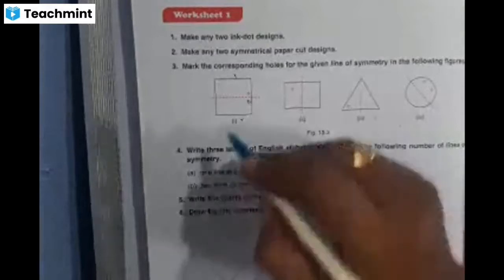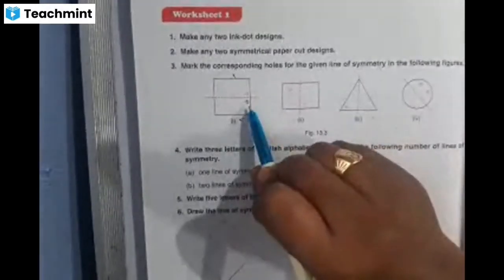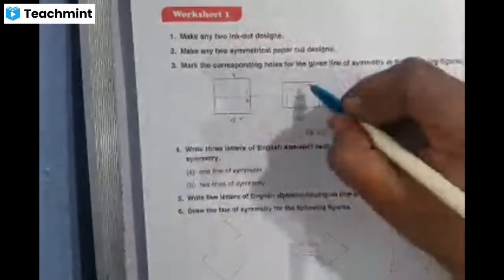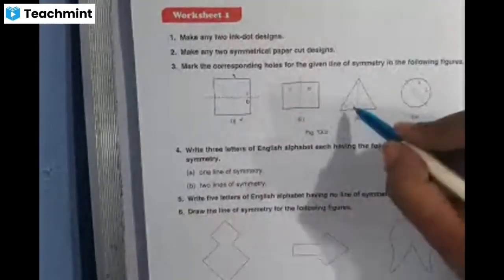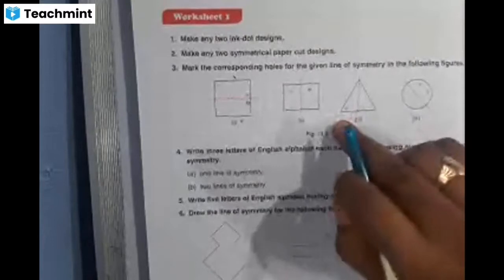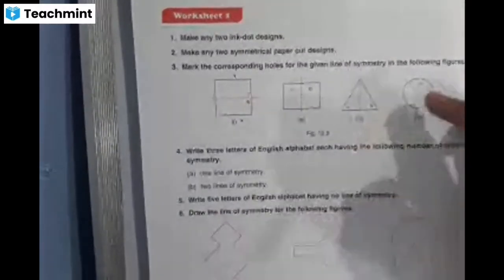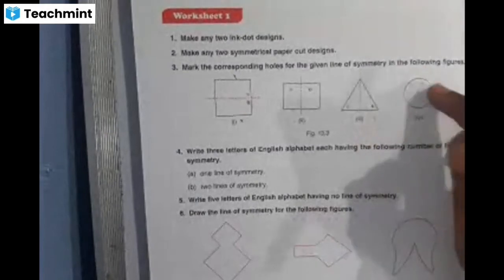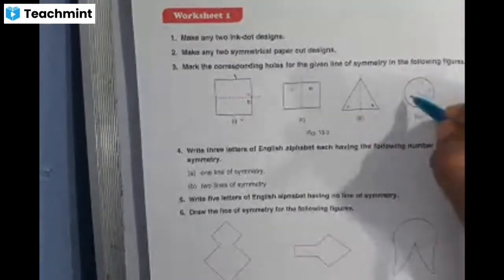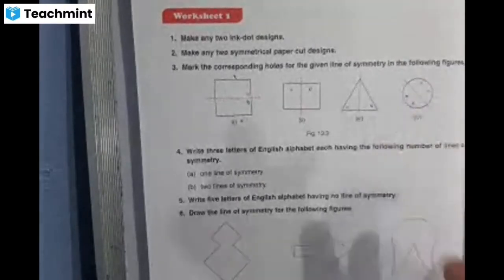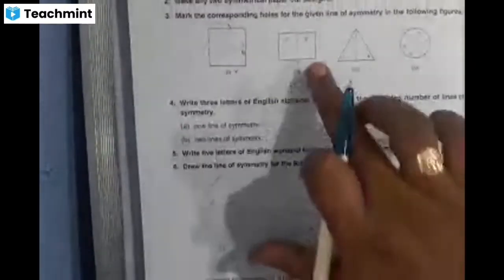So here, the corresponding hole will be here. For this one, when I unfold it, you have to get the hole here. And for the triangle, it is in the corner. So when I fold it, you have to get it somewhere here. And then in a circle, these are the two holes. So where do I get the corresponding holes? Exactly this side. So in this way, we solve question number 3, children.